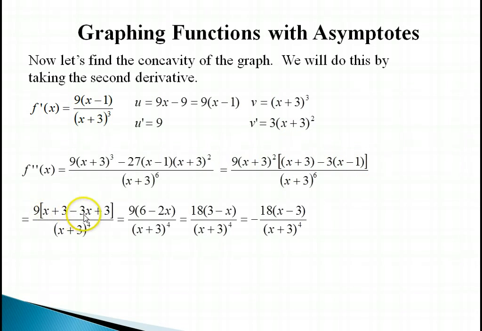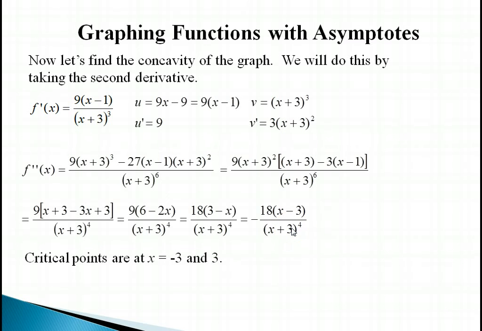So I have x minus 3x, which gives me the negative 2x, and the 3 plus 3, which gives me the 6. Now the 6 and the 2 also have a common factor of 2, so I factored that out. 9 times 2 gave me 18, and I'm left with 3 minus x. Now since I had a negative variable here, I went ahead and factored out the negative. So I have negative out front and x minus 3 in the parentheses here. So this is going to be my second derivative.